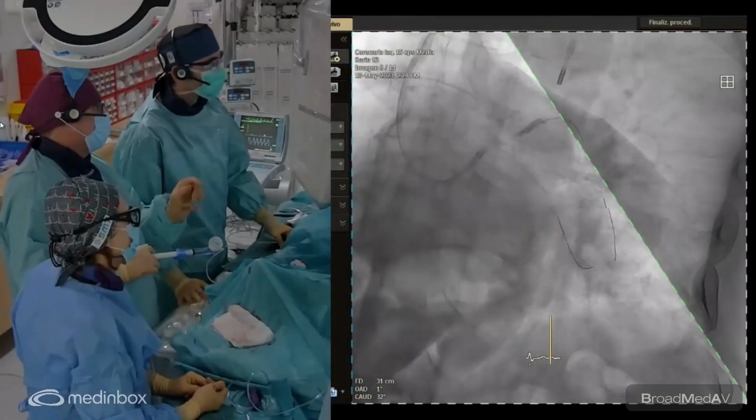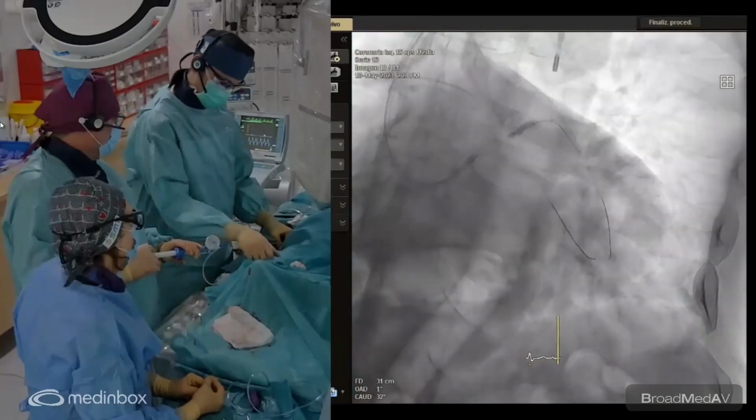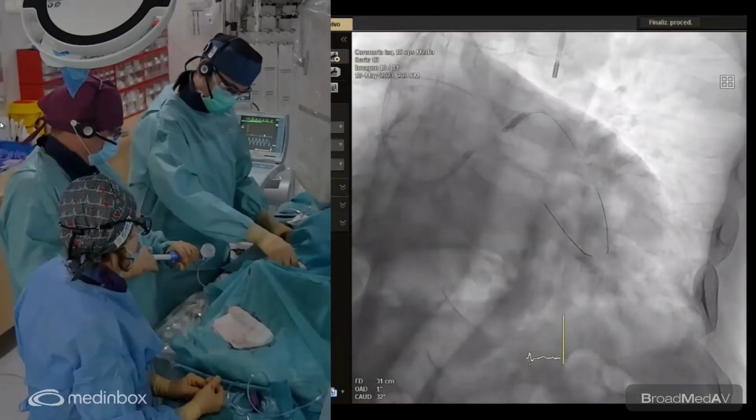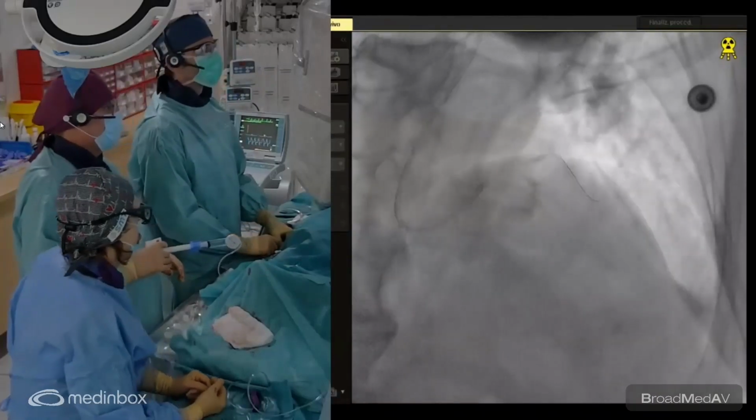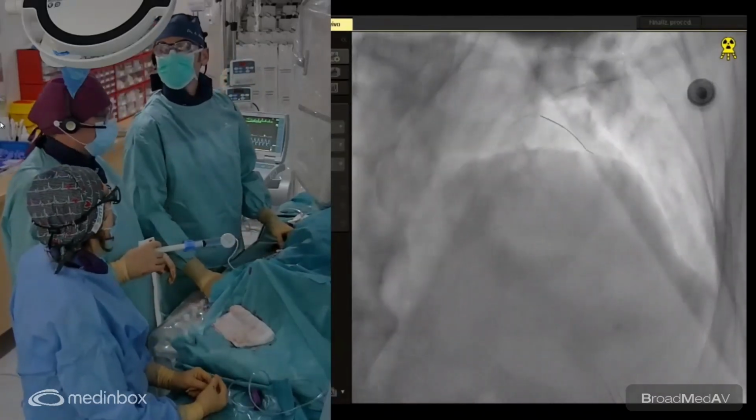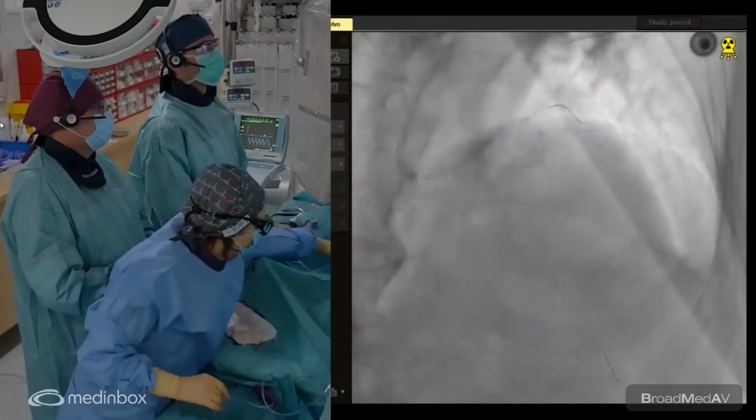Can we use a bigger balloon for the proximal LAD? Yes, we can do it. 3.5. Okay. Balloon 3.5 NC. Okay, go ahead.